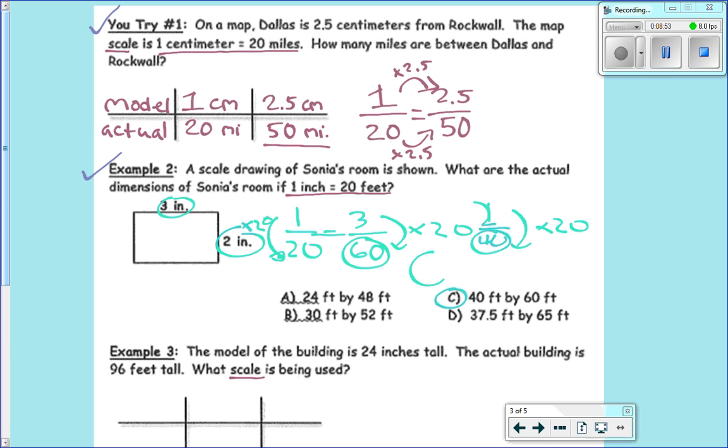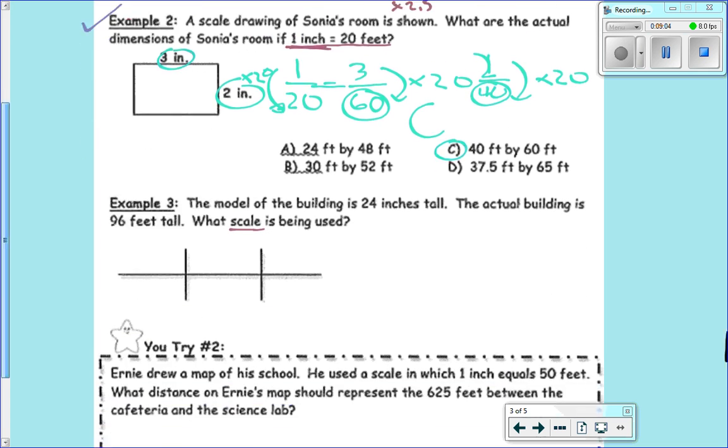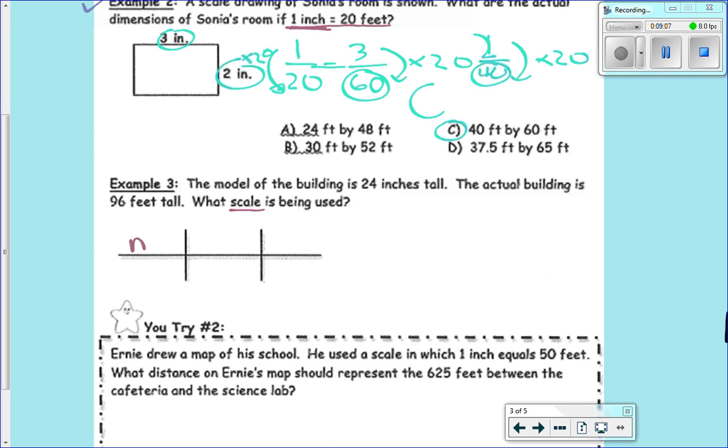What else do you notice about the scale? Do you notice anything? That the model is always what? To 1. Good. So that's going to help us set up our proportion. So the model of the building is 24 inches. The actual building is 96 feet. What scale is being used? So we want to know how many inches, okay, 1 inch represents how many feet. So our proportion, we need another number. What number do we know for sure has to be in our scale? 1 inch equals 1. Good.